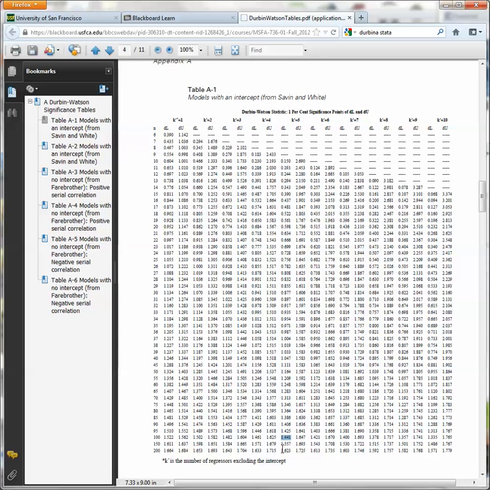Anyway, this is how you use a Durbin-Watson table. It takes a little bit of practice to get comfortable with it. This is how you use a Durbin-Watson table to make a statistical decision after you compute your Durbin-Watson test statistic in Stata.